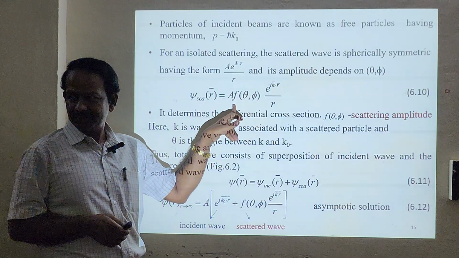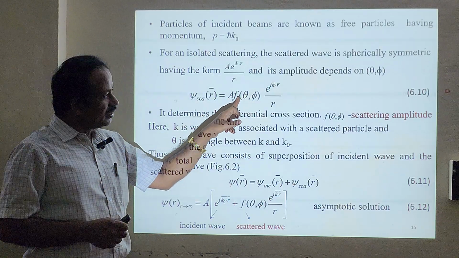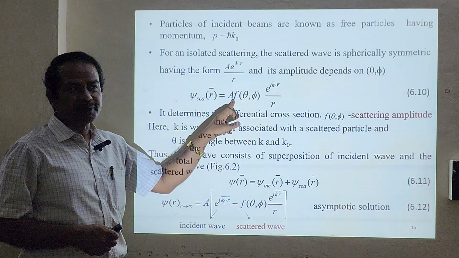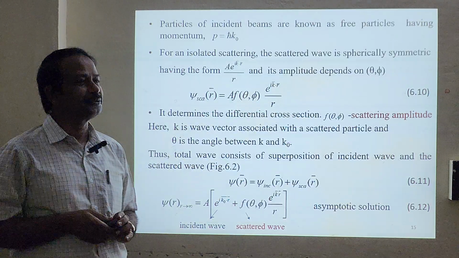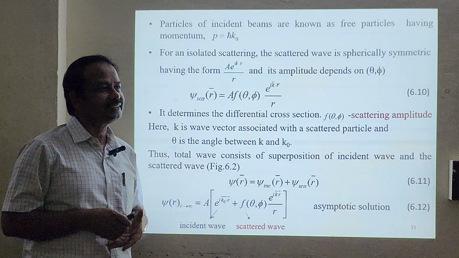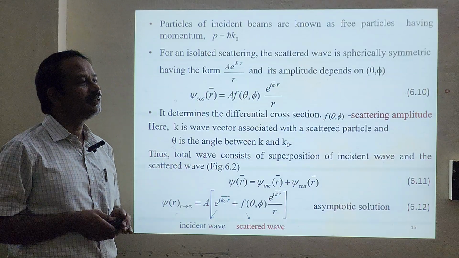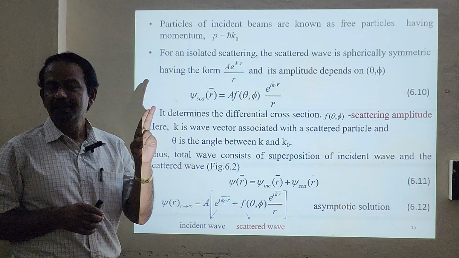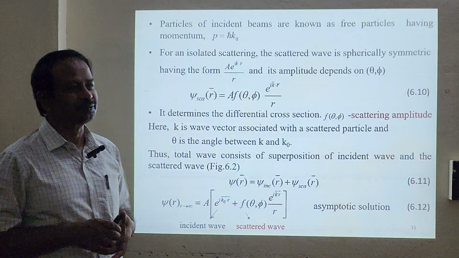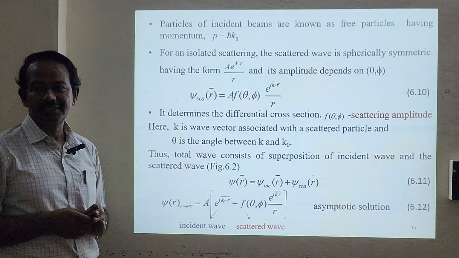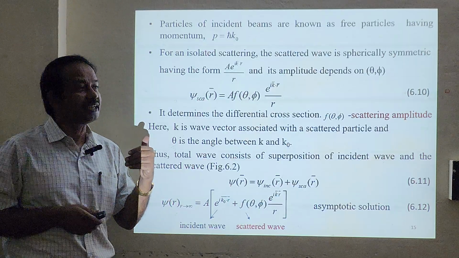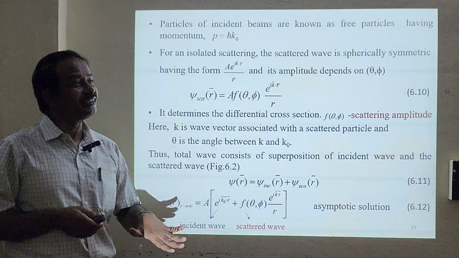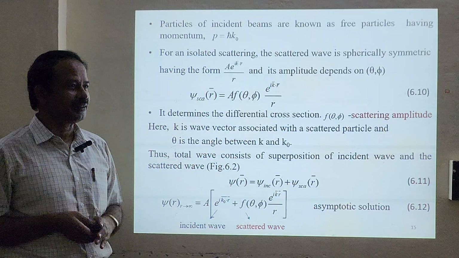So scattered waves are spherical waves: A f of theta comma phi e power i k dot r divided by r. This f of theta comma phi is nothing but your scattering amplitude. We are going to discuss two models in future: one is Born approximation, another one is partial wave analysis. We are going to get the expression for scattering amplitude. The square of the scattering amplitude will give us the differential cross section. Differential cross section can be observed from the experimental side, whereas scattering amplitude can be obtained from the theoretical side. So we are going to equate these two. So this is the idea.